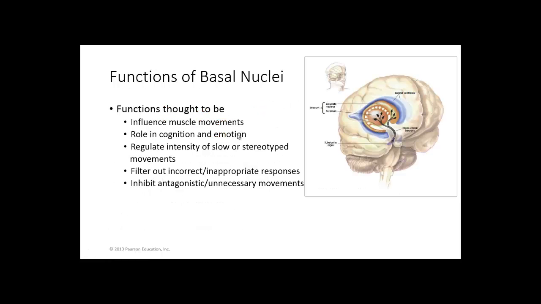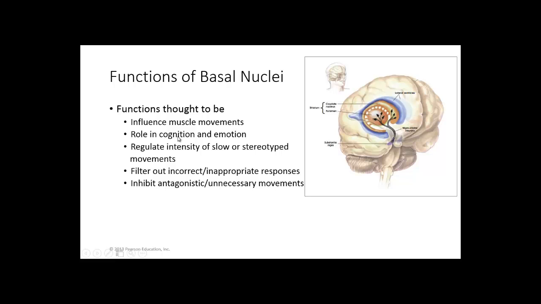Now the next couple of structures we're going to talk about, the basal nuclei and the limbic system, are actually several different structures kind of working together to form these special areas of the brain. So the basal nuclei are little clusters of gray matter throughout the internal portions of the brain that have special functions. And a big one is muscle control, muscle movements.